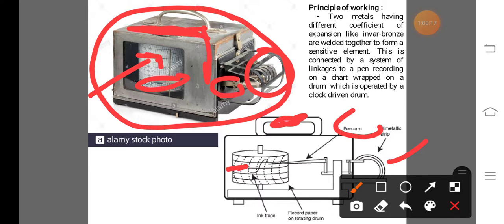On this clock rotating drum there is the recording paper, and on that paper the pen arm marks the temperature increase or decrease. So these are the different parts of the thermograph.